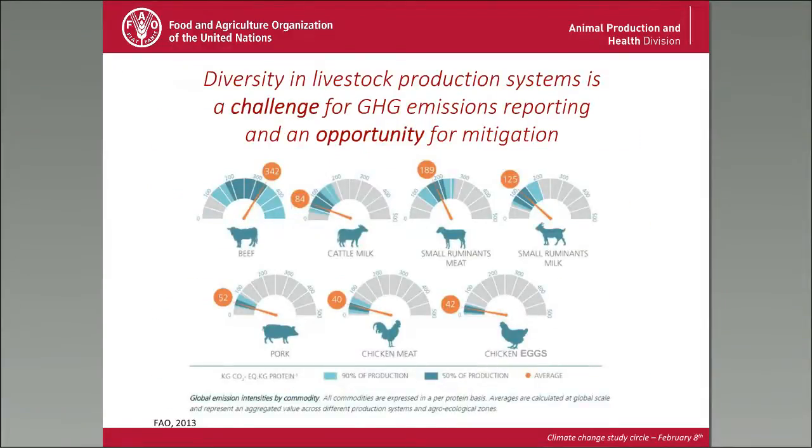So what GLEAM produces, and this was presented in the last webinar 2 years ago in the results from the report Tackling Climate Change through Livestock, is that there is a really wide range of emission intensities within systems and within species. For example, if you look at this slide, beef production ranges from 100 to more than 400 kilograms of CO2 per kilogram of protein. And this diversity represents, of course, a challenge for reporting emissions, for calculating emissions, as we saw with all the tier 2 equations and the information that is needed to produce tier 2 assessments. But it's also an opportunity for mitigation.